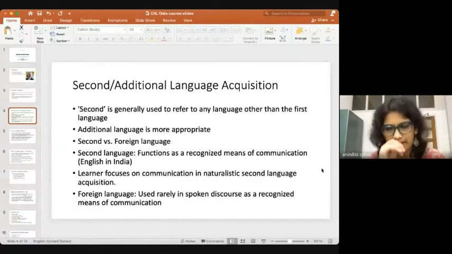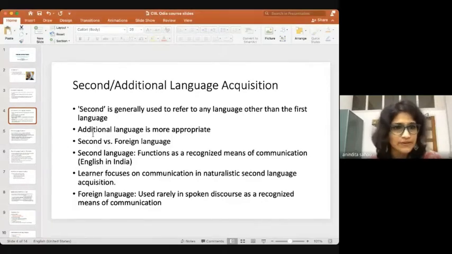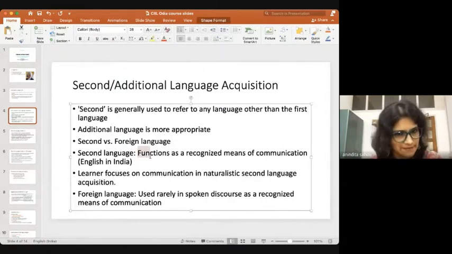That's what my research, my experience and my learning says. So I'm going to focus on additional language. Just to give a brief overview of what is second and what is foreign, I have already told you. And those who are interested to know a little more about it, you can always refer to this kind of definition. So when it is second language, categorically English in India, that is the second language for most Indians.